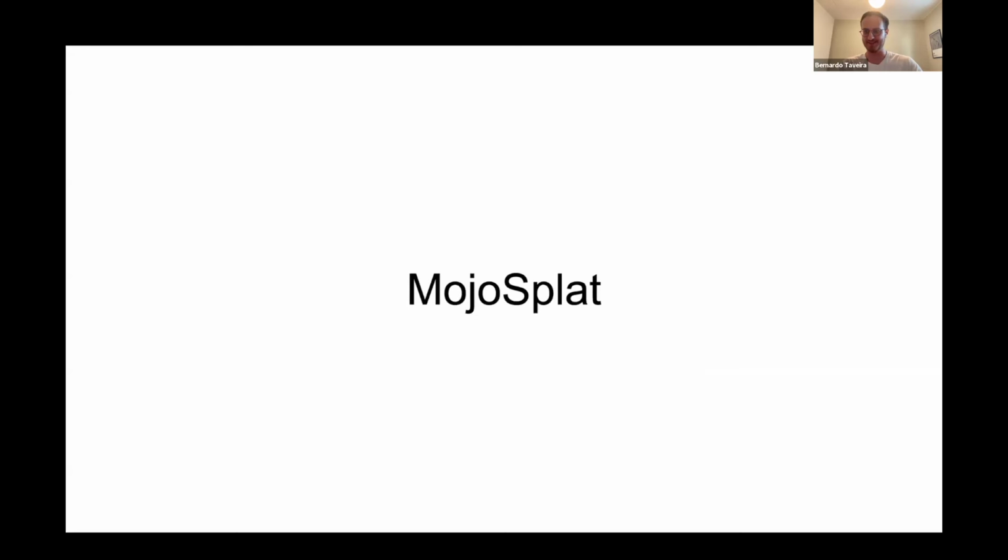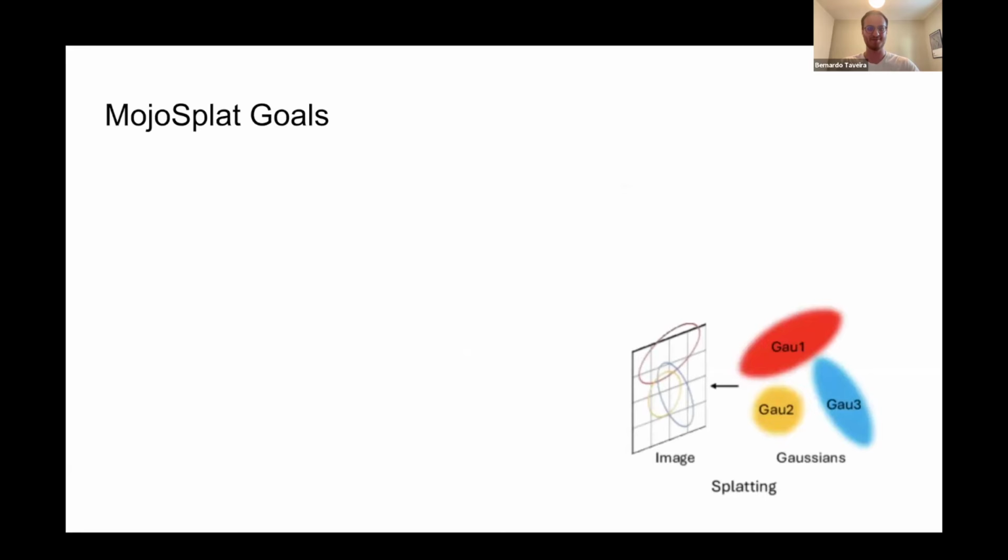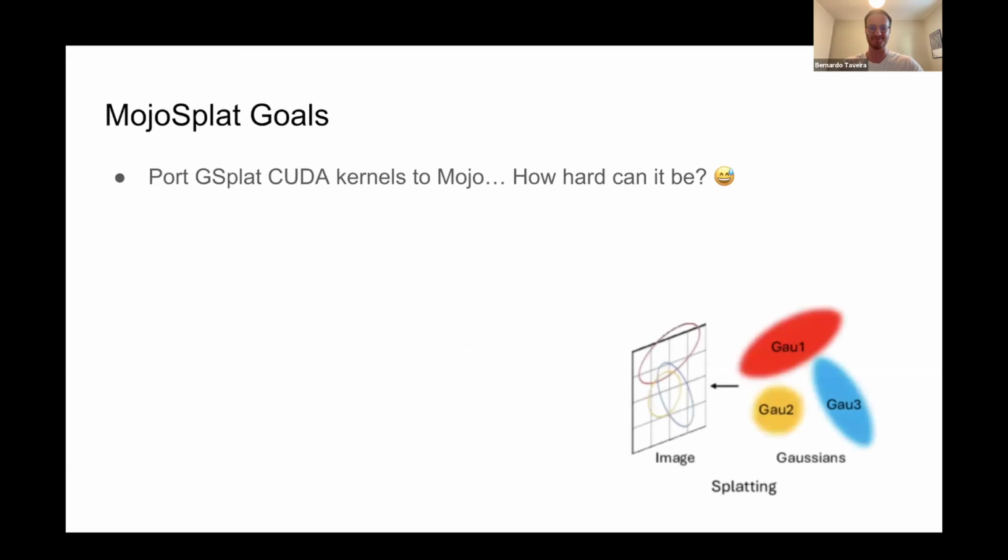So comes Mojo Splat, my first attempt, I guess. I started this a few months ago, before the summer, I guess in April, and then somewhere along the middle way, the PyTorch integration came about, and it was quite nice. I'm going to talk a bit about how this works. The goal was basically porting GSplat CUDA kernels to Mojo. My first thought was, how hard can it be? It must be a weekend work, and here I am, and it's not all ported. So I guess it's not a weekend work.